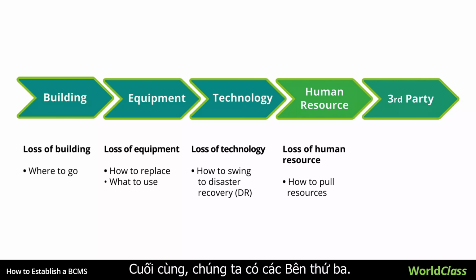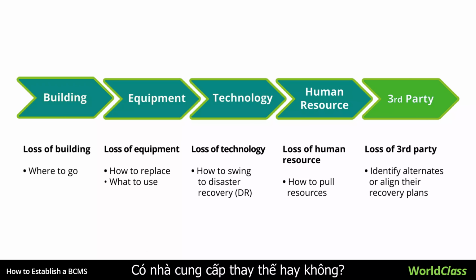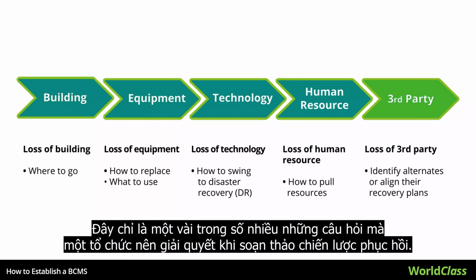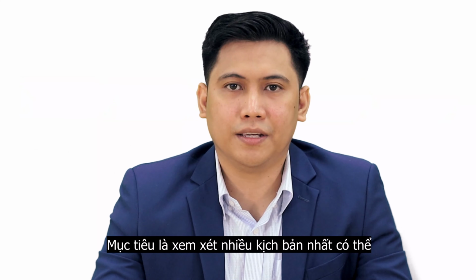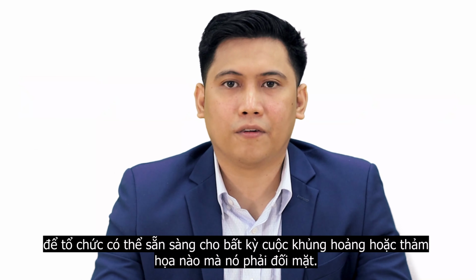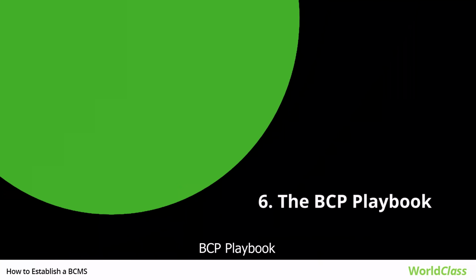Lastly, we have third parties. What will an organization do if key vendors or suppliers are unable to operate? Are there alternative vendors? Do the key vendors have their own recovery plans? These are just some of the many questions an organization should address when drafting recovery strategies. The goal is to consider as many scenarios as possible so that the organization is prepared for whatever crisis or disaster comes its way.